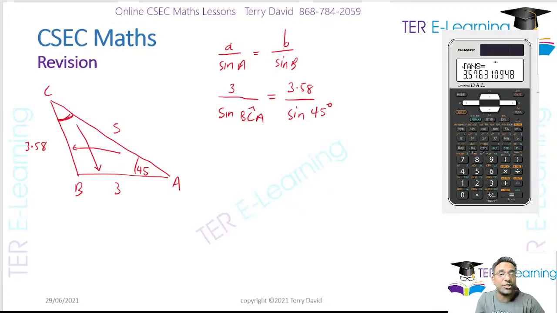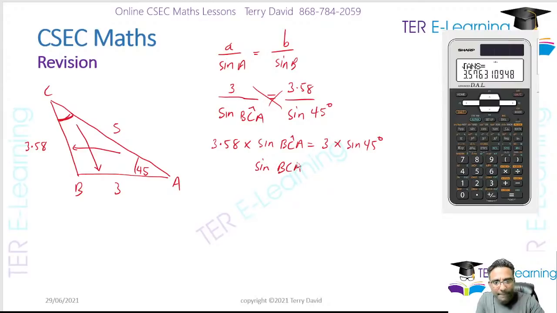So the sine rule is much easier to use than the cosine rule, guys. In the sine rule, to solve, what we typically do is cross multiply. So this is going to be 3.58 multiplied by sine BCA, which is equal to 3 multiplied by sine 45 degrees. So therefore sine BCA is equal to 3 multiplied by sine 45 degrees over 3.58.